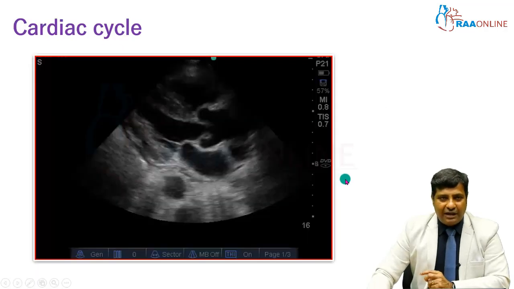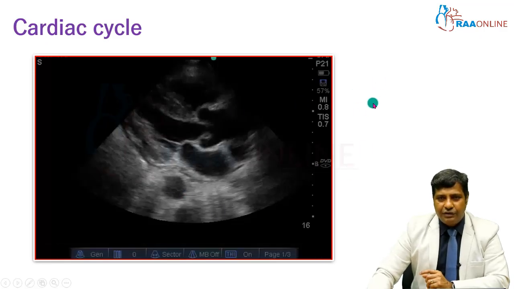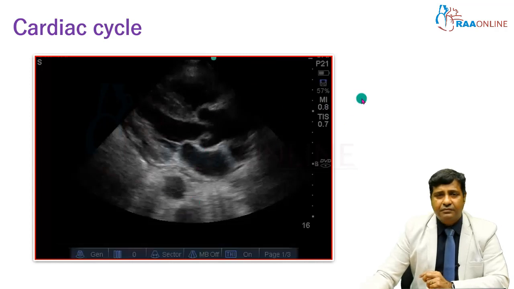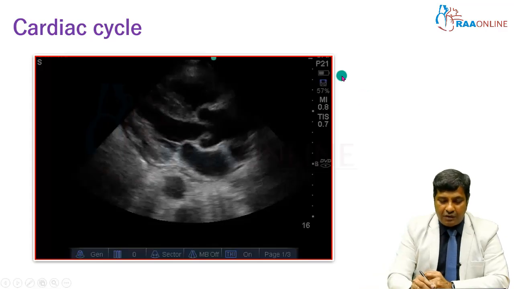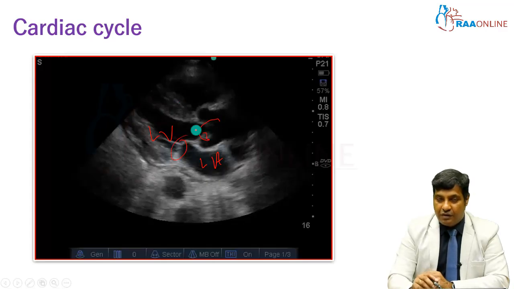So let's start with understanding what the cardiac cycle means. This is an echocardiogram image, or rather a video taken during one full cardiac cycle. Just to start with, to identify the parts, this is called the apical four-chamber view. This is the left atrium, this is the left ventricle cavity, this is the mitral valve, and this is the aortic valve. So with this, I'll just run the video.